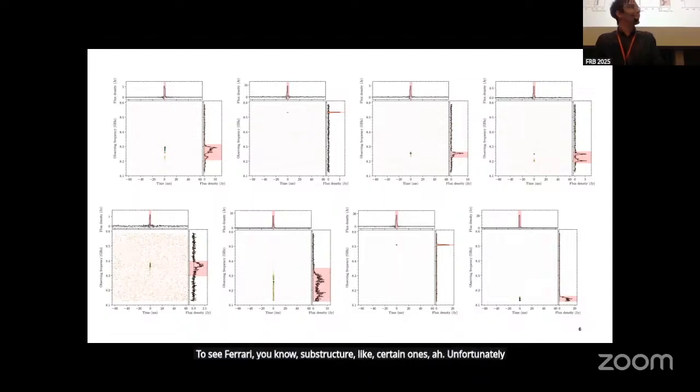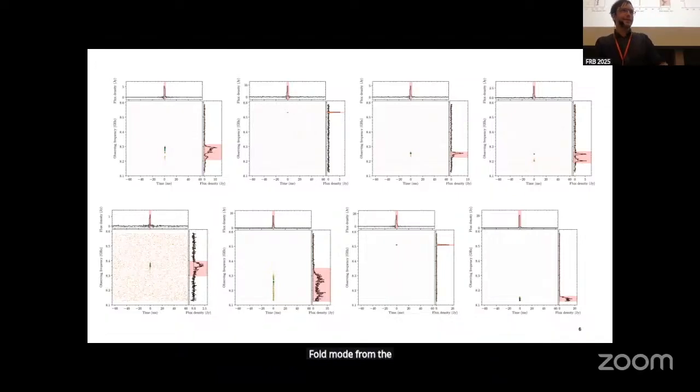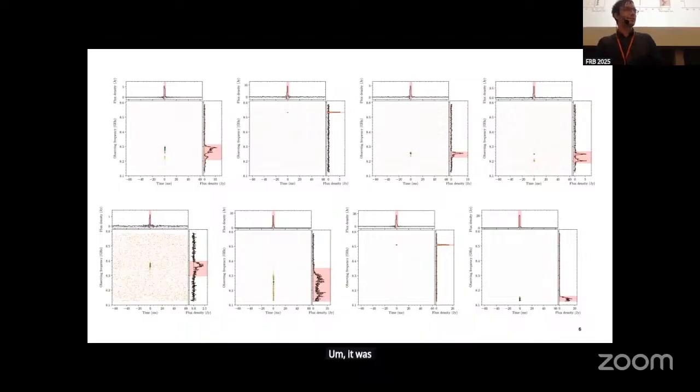Unfortunately, no. There was one observation where we had simultaneous fold mode from the analog filter bank. But aside from the fact it was an analog filter bank and the data is not very good, the time resolution was even worse. It was like 2 millisecond integrations instead of 1 millisecond time samples.